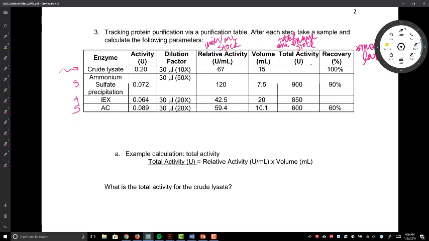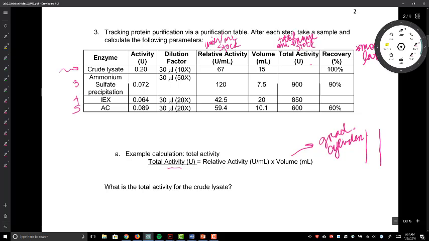So the first new calculation that we're going over is the total activity. And the total activity is simply equal to the relative activity, which you learned how to calculate last week, times the volume in milliliters. And for the volume in milliliters, you're simply going to measure that using a graduated cylinder. And again, when you use the graduated cylinder, you want to make sure that the value that you're measuring is at the bottom of the meniscus of the liquid.